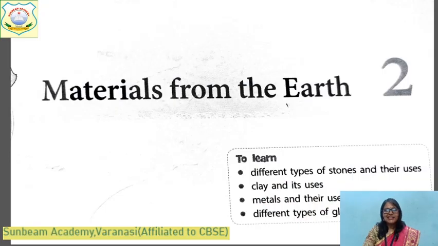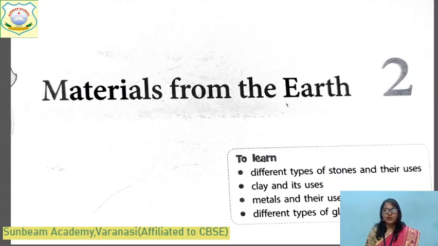we are going to do the revision of another lesson, that is Materials from the Earth. Our earth is filled with different types of material, and we get these things from the earth. These are called natural resources. Let's read in short and we will do the exercises one by one. Let me share the screen of these pages.